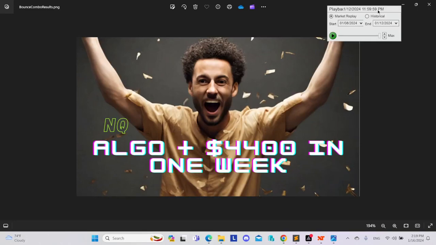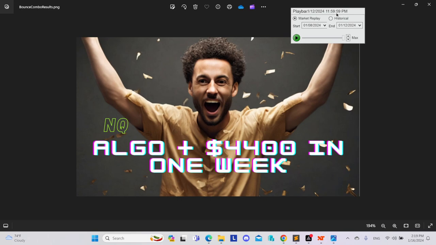Hello traders, I want to introduce to you a new algo. It's actually a combo algo. It consists of four algos in one algo. So it's called combo algo. Bounce combo algo, I'm sorry. So it contains four strategies and I want to show you what those are.